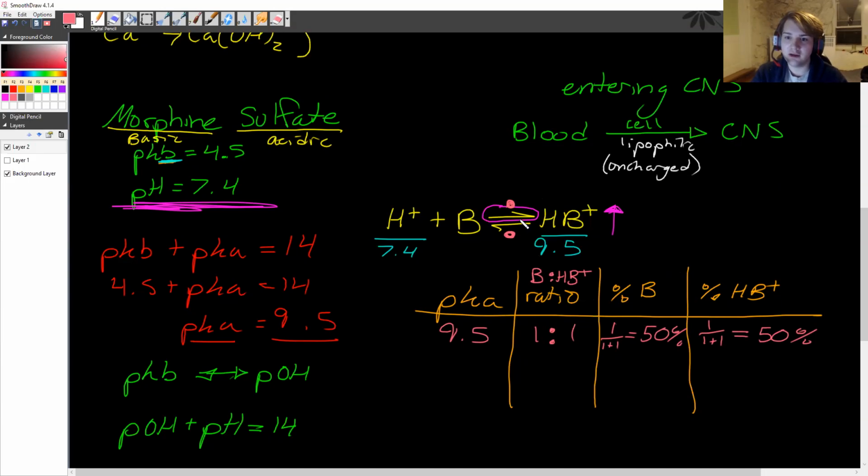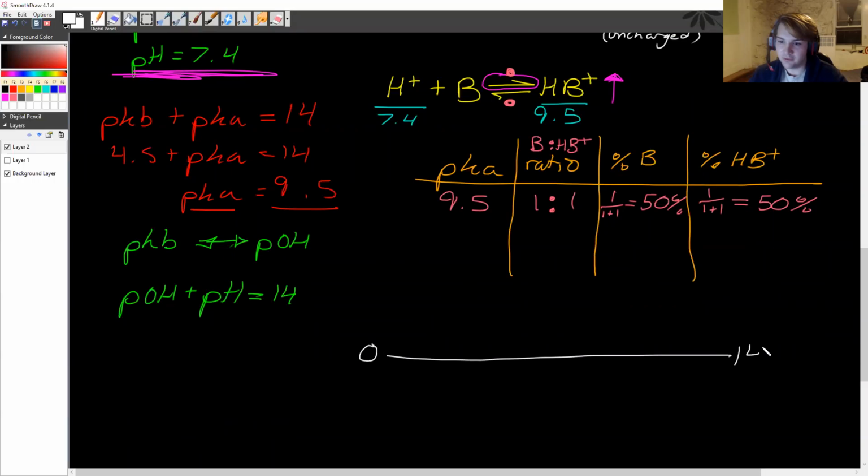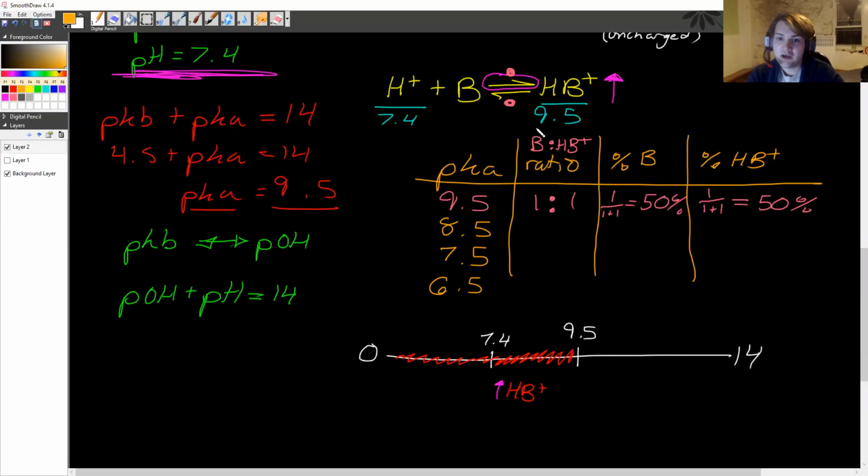Well, this is all well and good, but we want the range of ionization surrounding our pH, the thing that we're looking for, right? So I think it's helpful to craft a number line. The number line goes from 0 to 14, and we can stick in our 9.5 and our 7.4, the pH we're working with. And what do we already know? Well, we know that as we go closer to 7.4 and beyond it, we expect that the concentration of HB plus increases. Right? This is everything that we've already expected. So every time that we go down a step, 8.5, 7.5, 6.5, do we expect the left side of the ratio or the right side of the ratio to increase? Well, I know based on my analysis that HB plus is increasing.